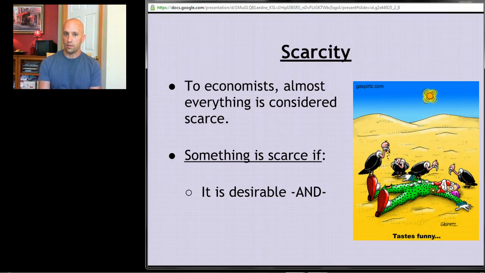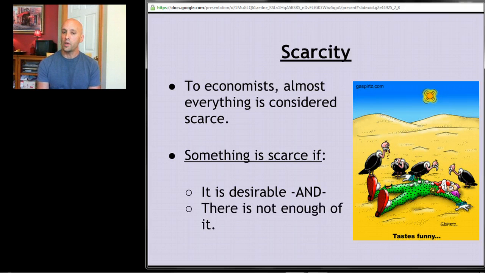So skin cancer isn't scarce. Heart disease isn't scarce. Pain isn't scarce. Unless you're a masochist, then there are some of those out there. So if it's not desirable, we don't consider it scarce. Most things are desirable. Cars, houses, time, money, that kind of stuff. Secondly, there has to be not enough of it. And what I mean by that is that if there's even one person in the world that would like even a little bit more of something, if that thing is desirable, we're going to consider it scarce.